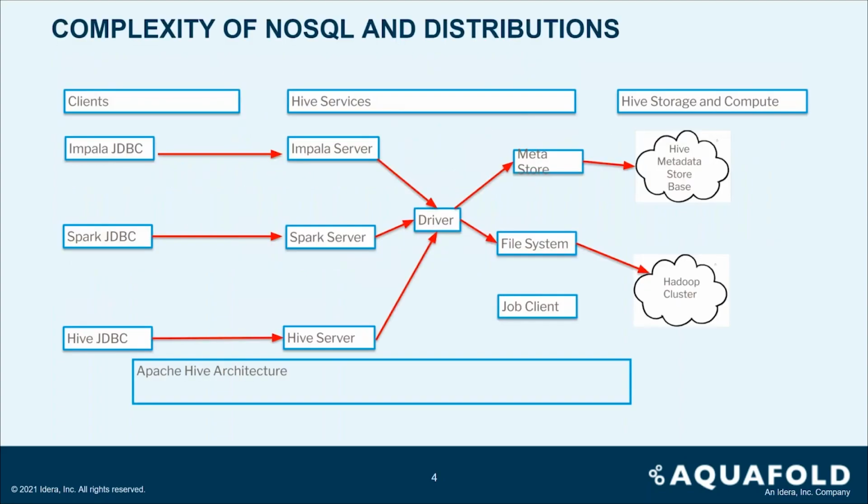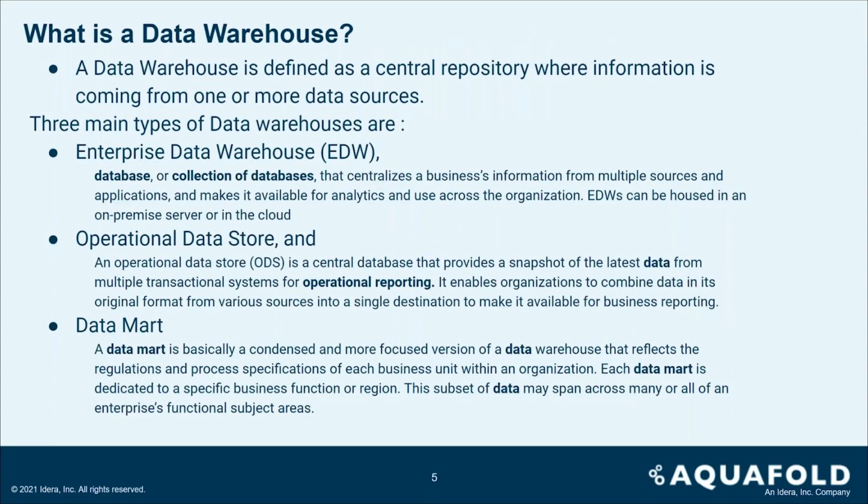Now, Hadoop started doing that a long time ago, and the Apache Hive architecture got a little bit confusing, and so you usually have to go through some type of distribution that adds to the complexity of getting to those. You have Impala, Spark, Hive, and usually you need to get to those file systems through some type of distribution.